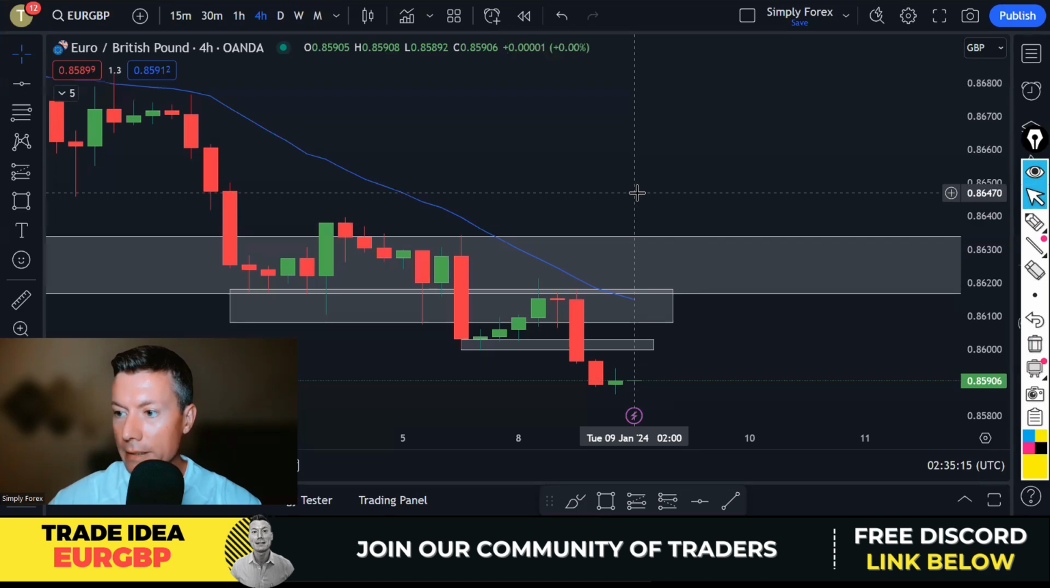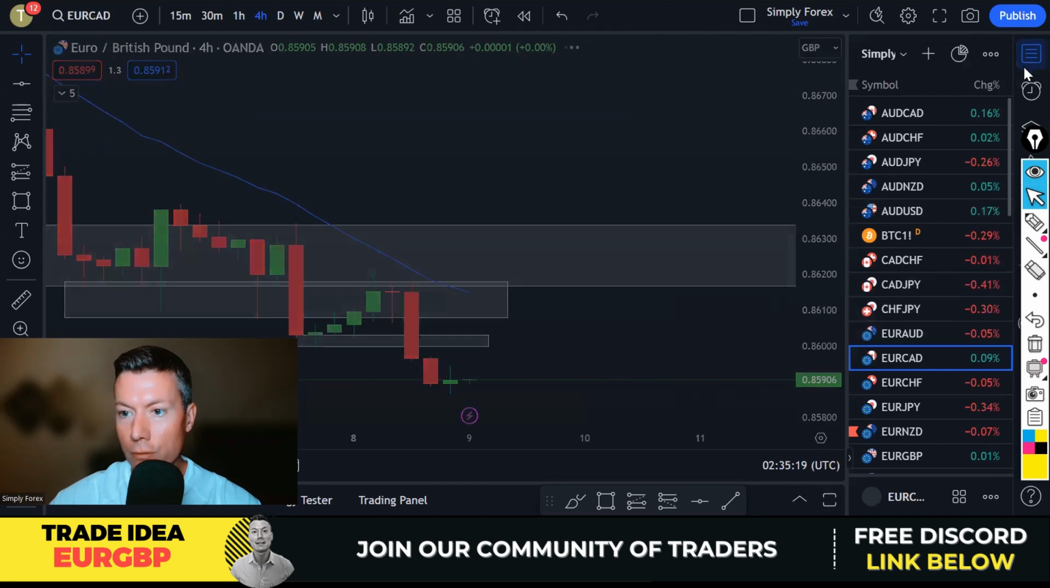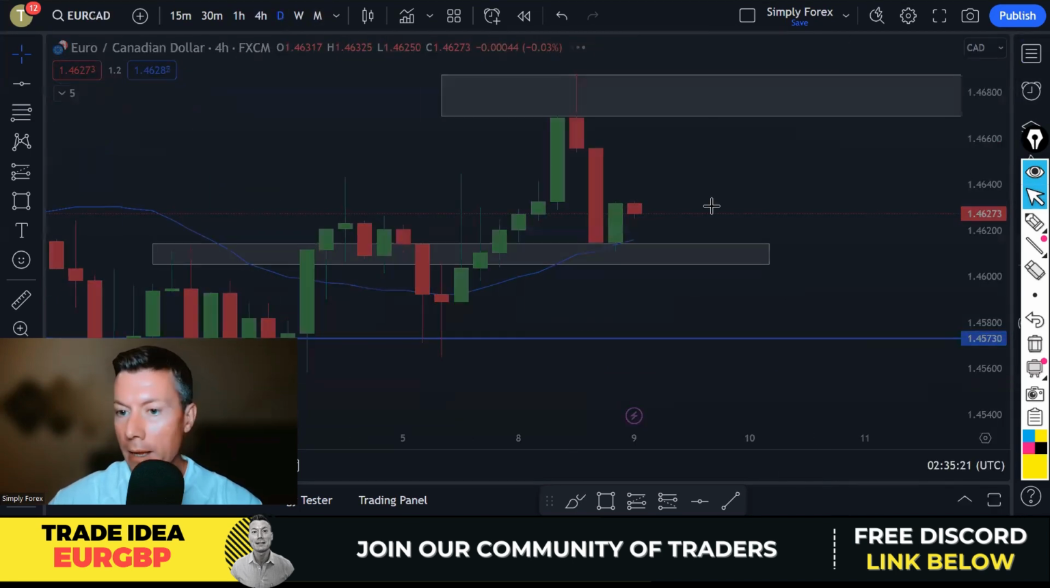And the last trade idea, which is also this euro weakness, is euro Canadian dollar.